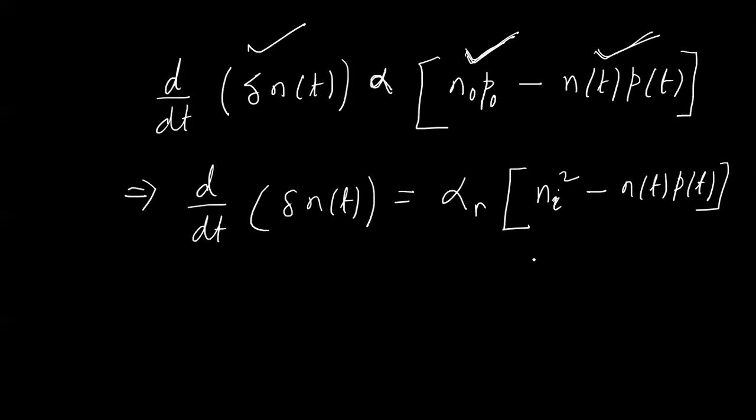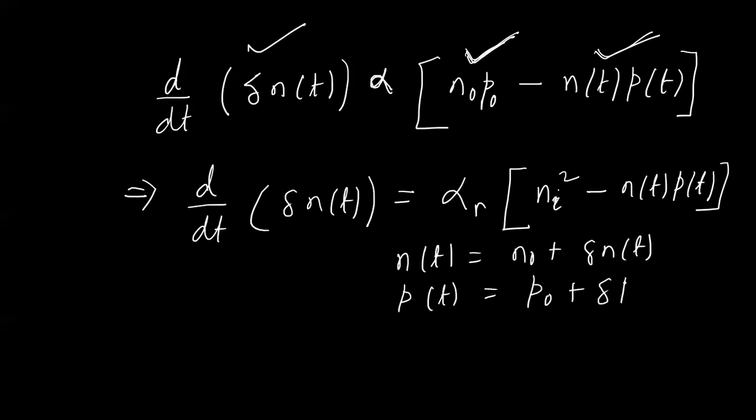And these values of nt and pt I have already shown. You can again see what is nt and what is pt. nt is the excess carriers plus the thermal equilibrium concentration. Similarly, pt we can write as p0, the thermal equilibrium hole concentration, plus the excess carriers. The excess carriers are functions of time in non-equilibrium, so the total concentration will also become a function of time.